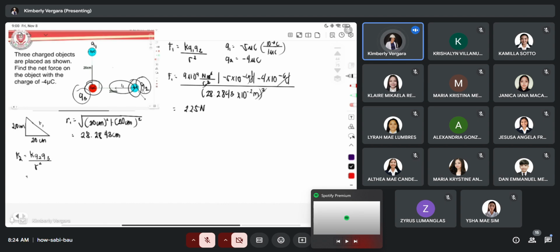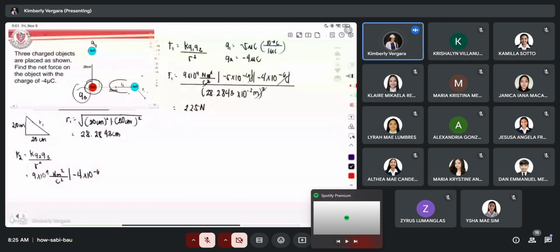So, ang K natin, 9 times 10 raised to 9 Newton meter squared per coulomb squared times Q2. Q2 natin is negative 4. Negative 4 times 10 raised to negative 6 coulomb, and then 5 times 10 raised to negative 6 all over by r squared. May given naman po.